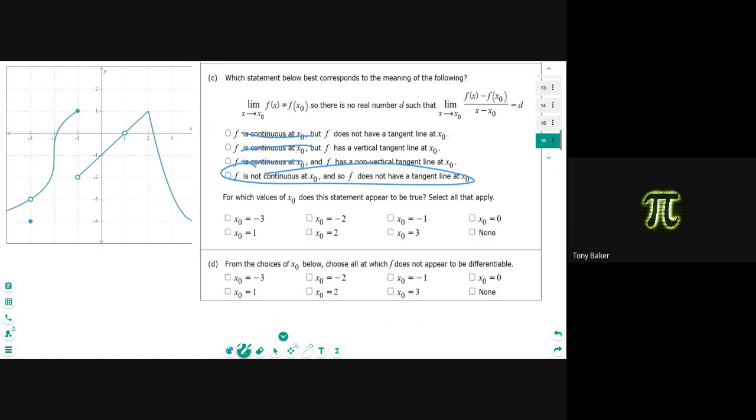All right, so which values of x naught does that seem to appear to be true? Yeah. So that one, that one, that one. Those are the three discontinuities. Wait, one? Yeah, 2, 3. Yeah.